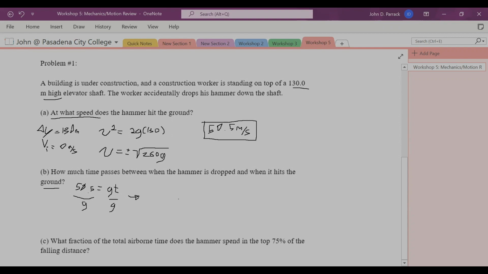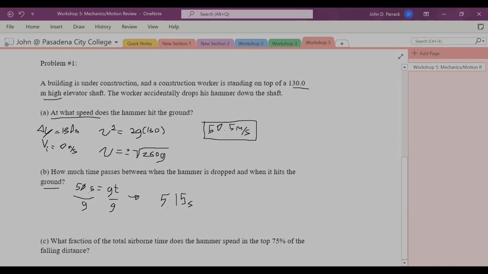We'll punch that into our calculator real quick. We're just going to divide our previous answer by little g. And I get 5.15 seconds. That's a pretty substantial time to fall. Things tend to fall pretty quick, but we were 130 meters high, which is quite a ways. That seems pretty reasonable to me.